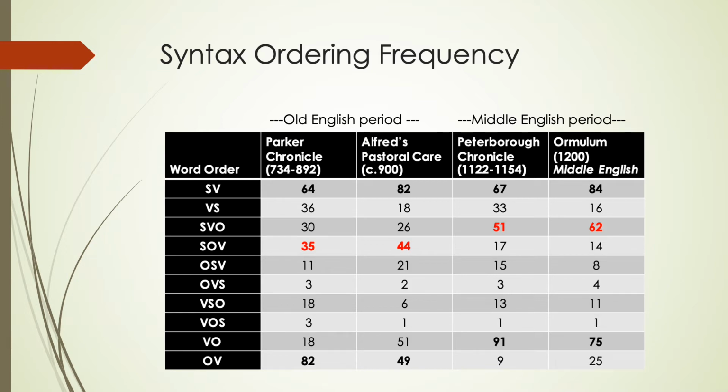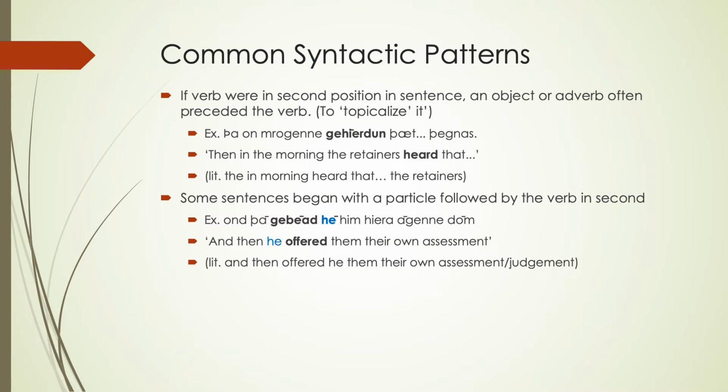Some of the other common patterns that we see in this time period: if the verb were in second position in the sentence, something like an object or an adverb often preceded the verb to topicalize it. So in a sentence, 'then in the morning the retainers heard that,' the literal translation is 'the in morning heard that,' and so you can see 'in the morning' in front of that. This is something we do still see in present-day English occasionally. Some sentences that begin with a particle were followed by a verb, and then 'offered he' instead of 'and then he offered,' which would be how we would put that today. So the verb would be coming in before the pronoun subject in those cases.